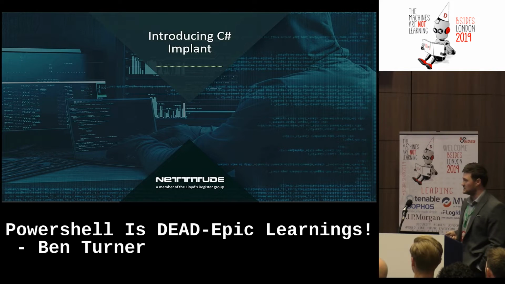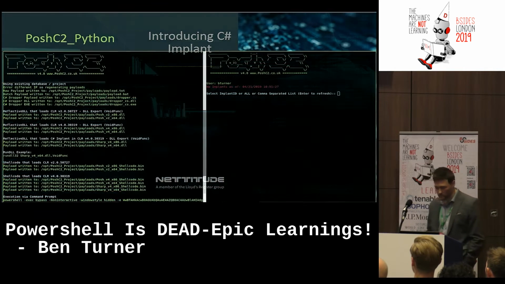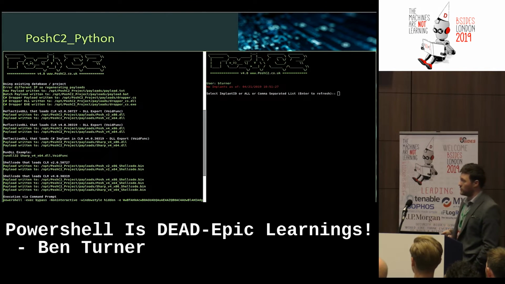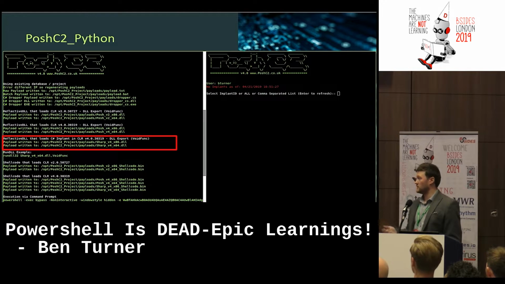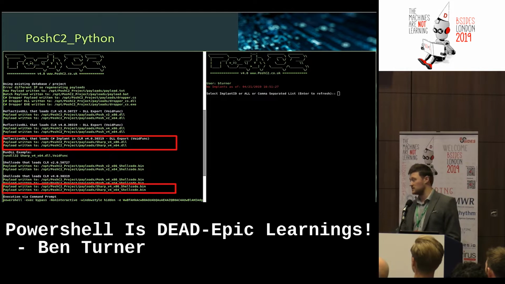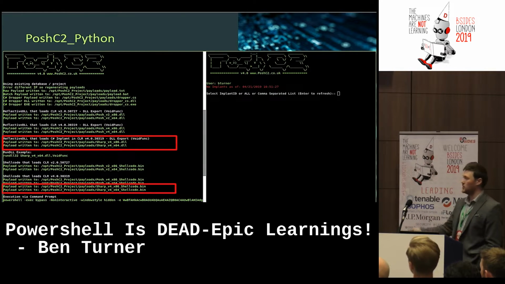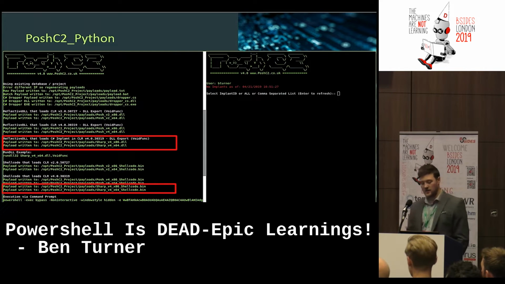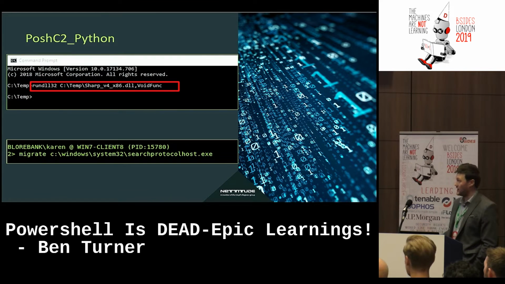We released this in December, January time this year. Same way as before, when you start Posh 2, you get basically two options. You can deploy it via shellcode, however you want to deploy shellcode, any shellcode cradle, or you can just pop a DLL onto disk if you want to. So in the simplest form, I'm just going to show you how you can get it going.